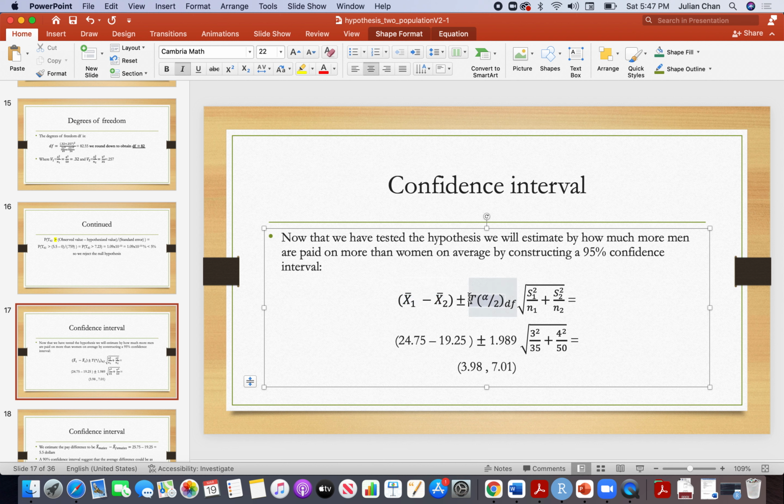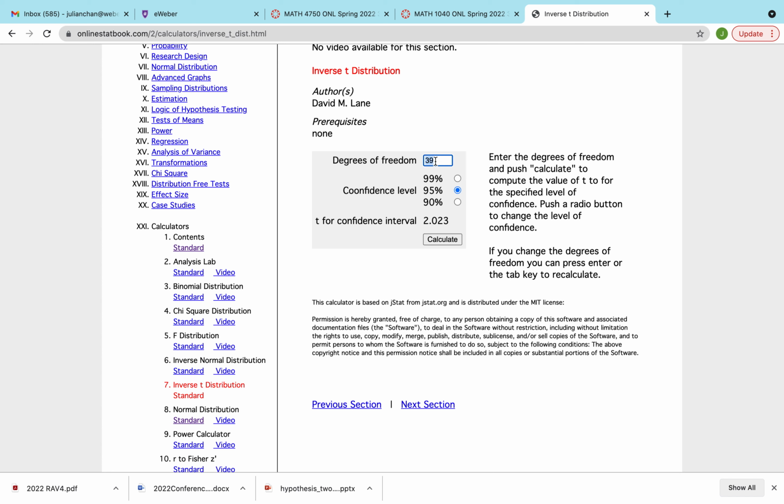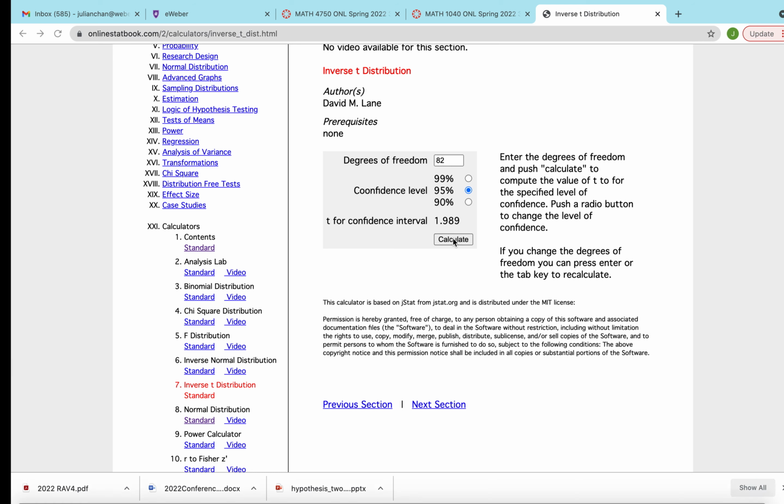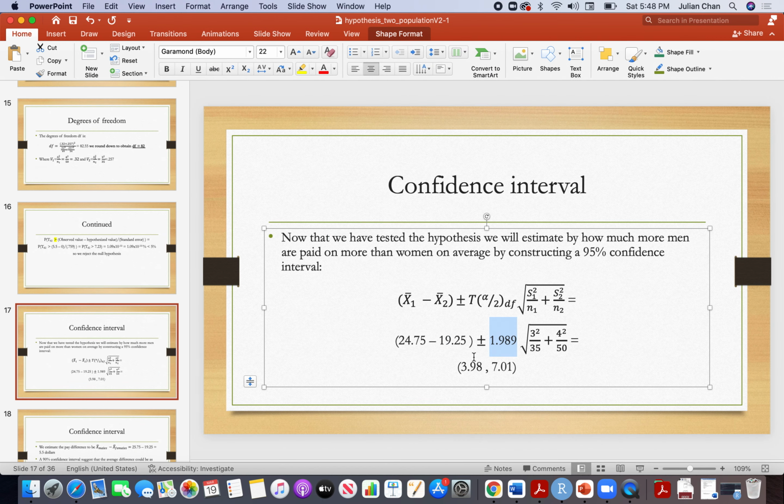Let me show you how we get this number 1.989. We go to the inverse t distribution, number 7, and we're on it. We're asking for 95% confidence, and we have 82 degrees of freedom. So 1.989 is the number that goes here. What this confidence interval says is that we expect that men will make, on the low estimate, $3.98 more per hour than women, to as much as $7.01 per hour more.